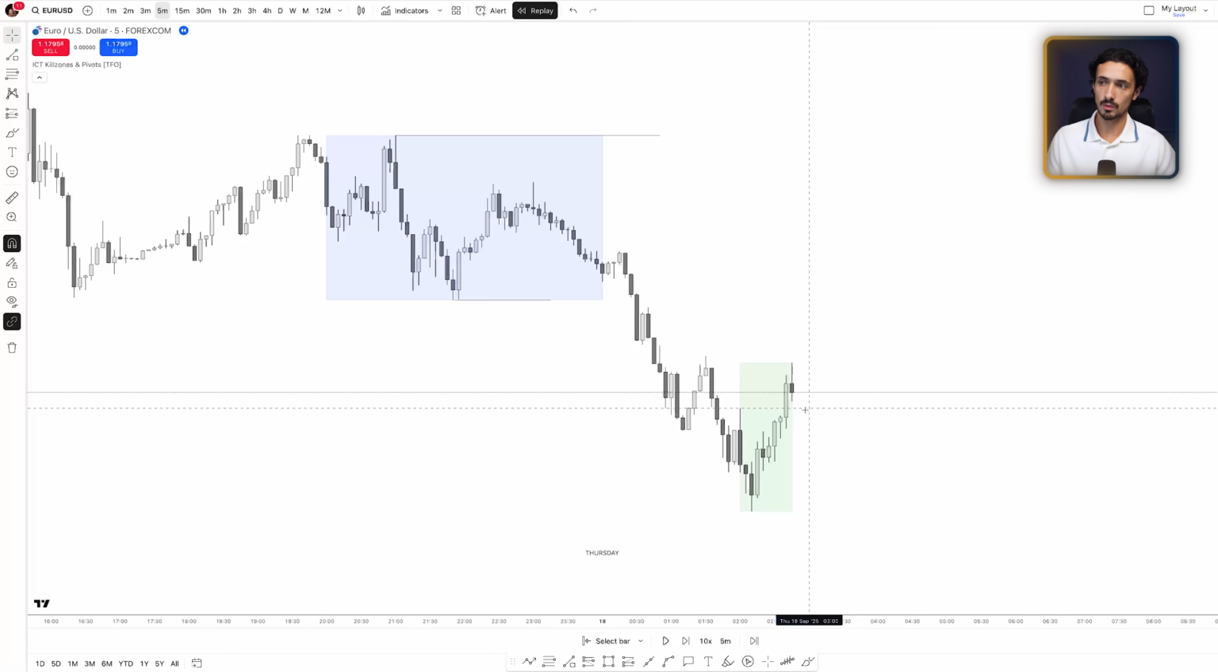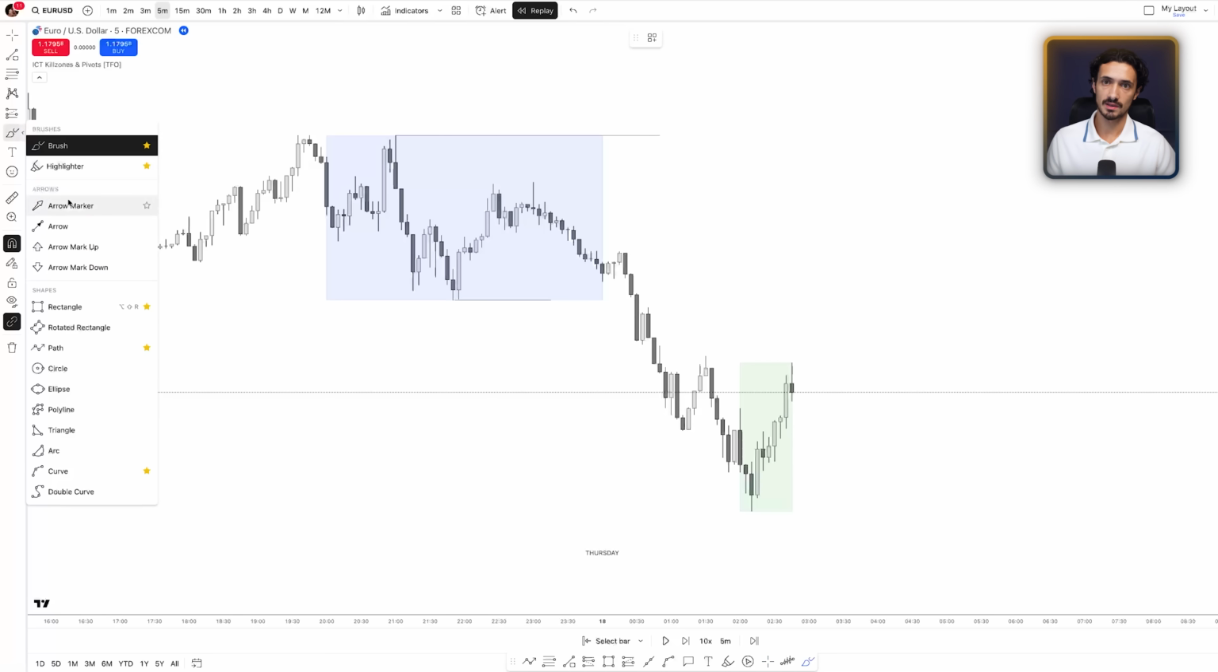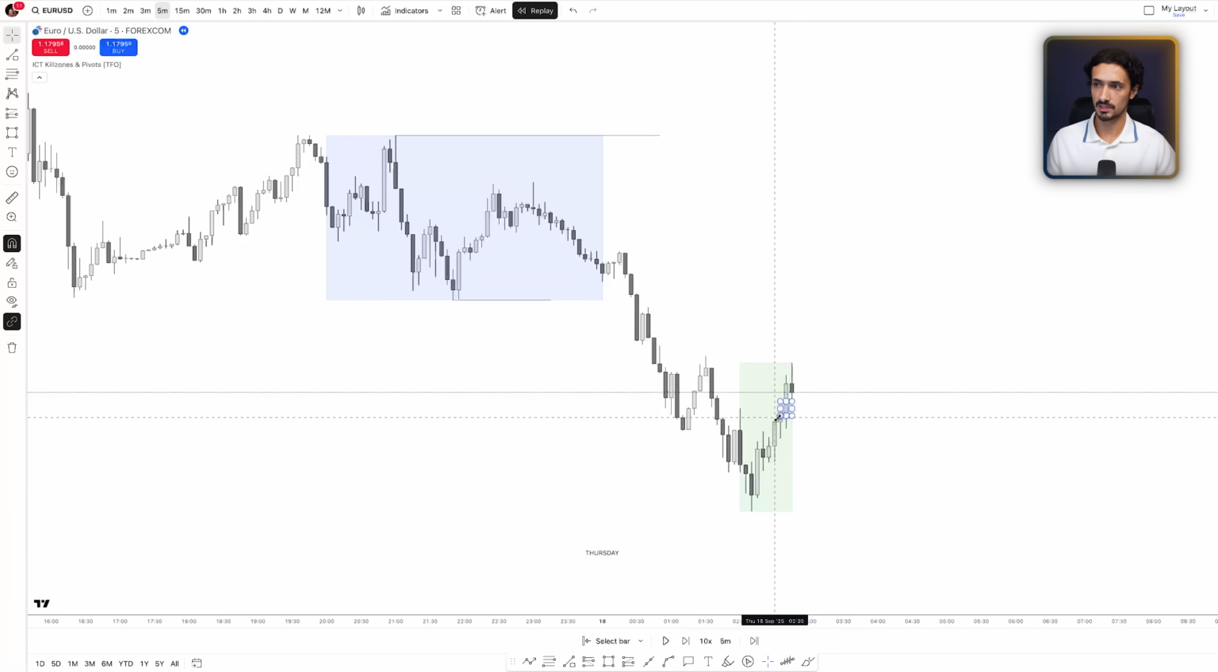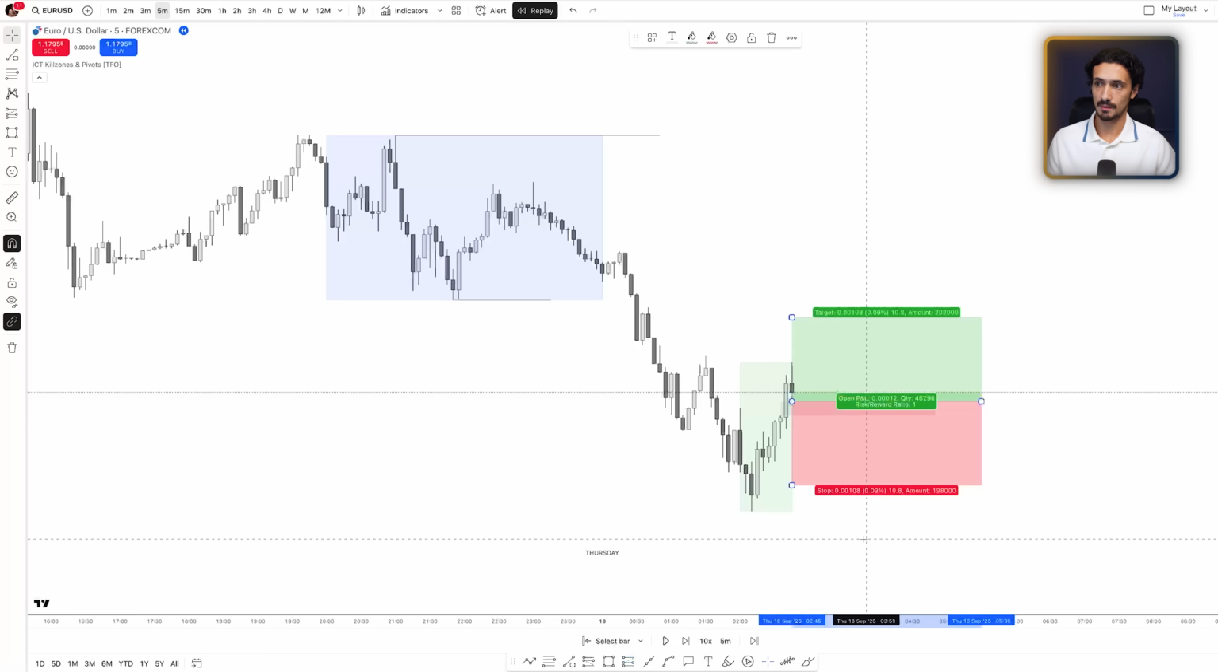So you can see here, there's only one fair value gap, and that fair value gap is here. Right? We have a bullish candle, bearish candle, and there's a gap in the middle. That's a fair value gap. So that is literally going to be my entry level. I set my order in here.